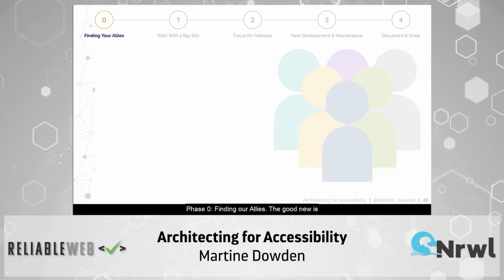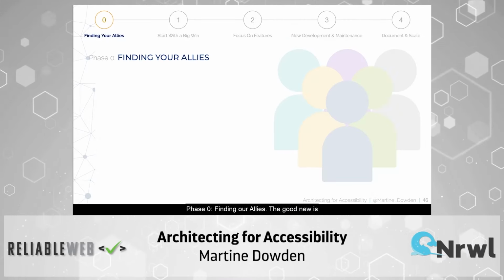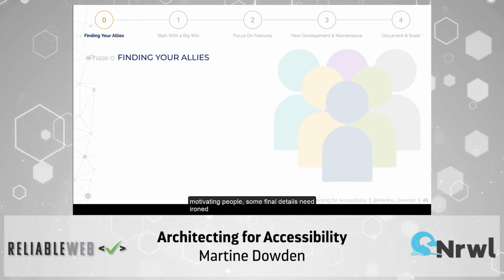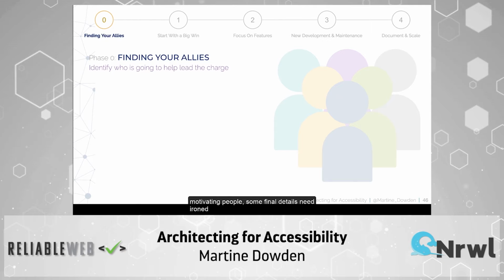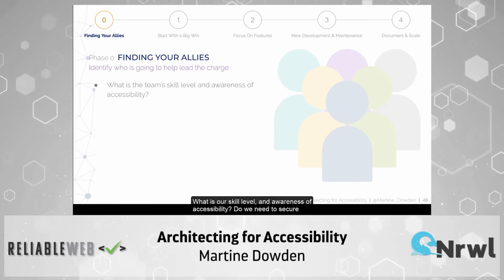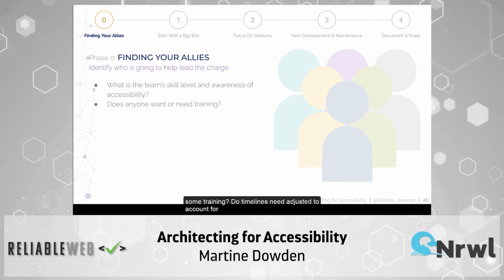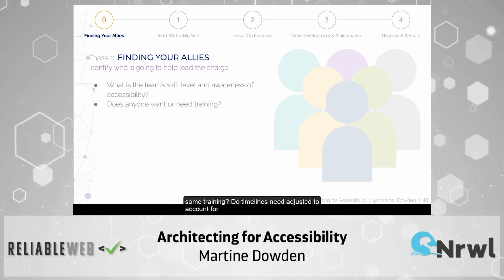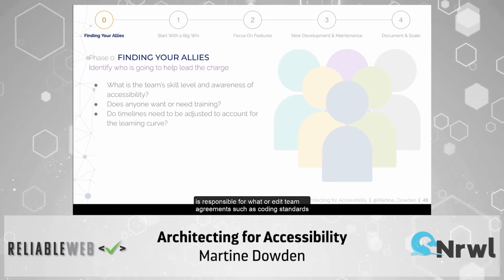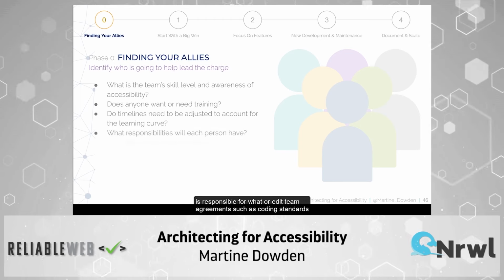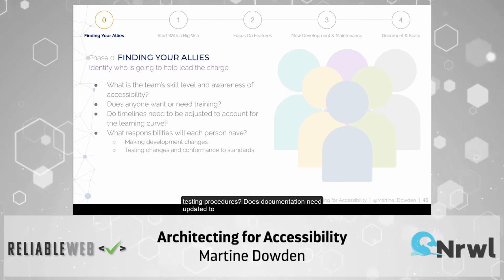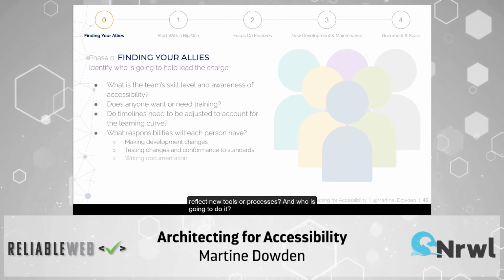Phase 0, finding our allies. The good news is that by this point, we're already a good way through this phase. We are already motivating people. Some final details need to be ironed out. What is our team's skill level and awareness of accessibility? Do we need to secure some training? Do timelines need to be adjusted in order to account for training time and learning curve? Do we need to revisit who is responsible for what, or edit team agreements such as coding standards and testing procedures? Does documentation need to be updated to reflect new tools or processes? And who is going to do it?